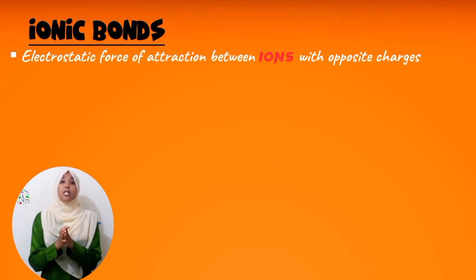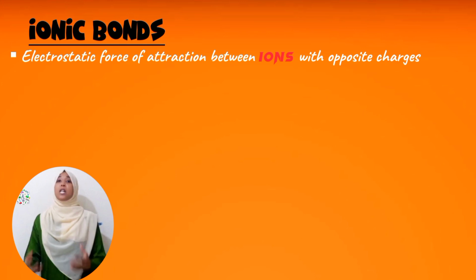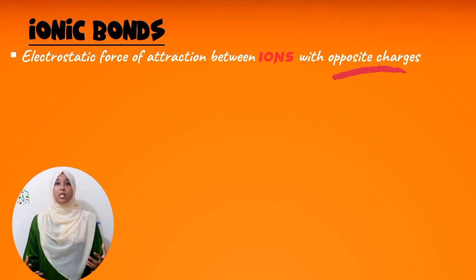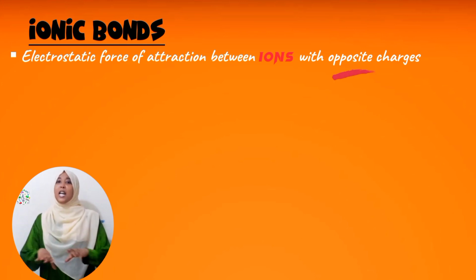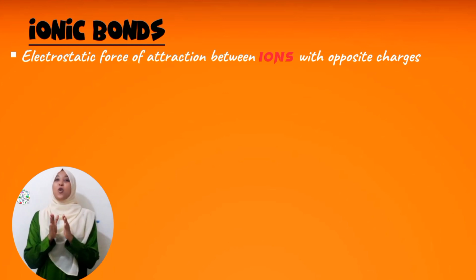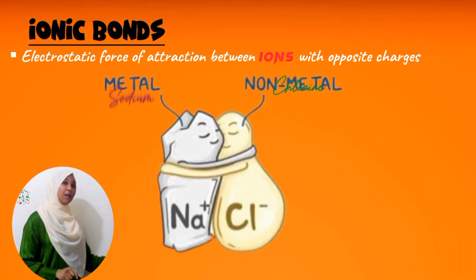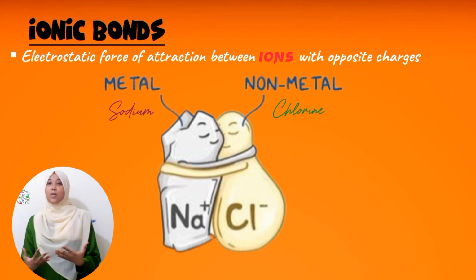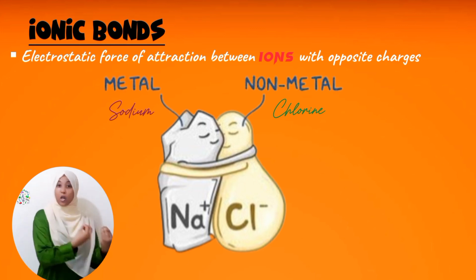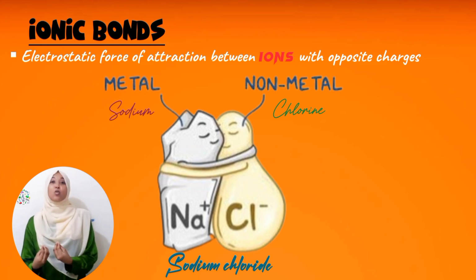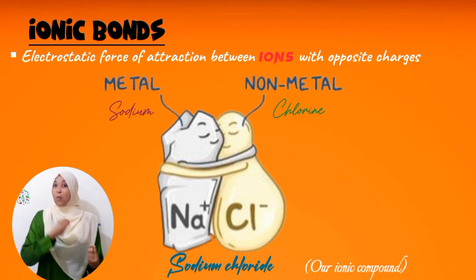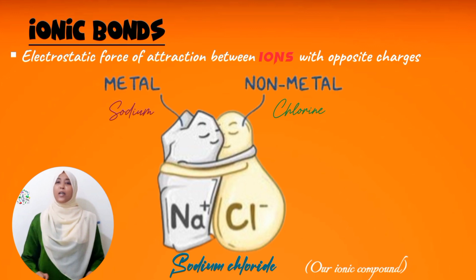Now the first one, ionic bonds. What are ionic bonds? Ionic bonds are electrostatic forces that are present between ions that have opposite charges. Okay, that's quite a mouthful. Let's break it down. When you have a metal reacting with a non-metal, what you're simply going to form is a compound that is referred to as an ionic compound. Now this compound is going to have ionic bonds. So metal, non-metal, voila, ionic compound.